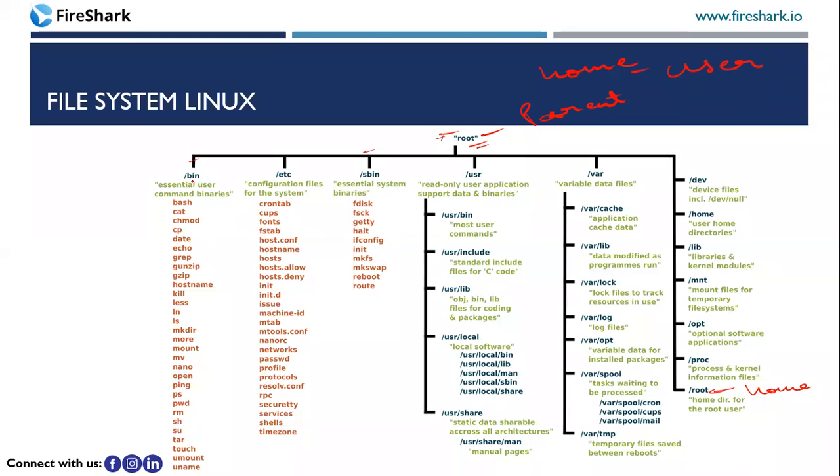So the first directory we will discuss is bin. Bin contains all the essential commands like bash, cat, chmod, cp, date, echo, grep. Those are all the commands you need to run Linux.